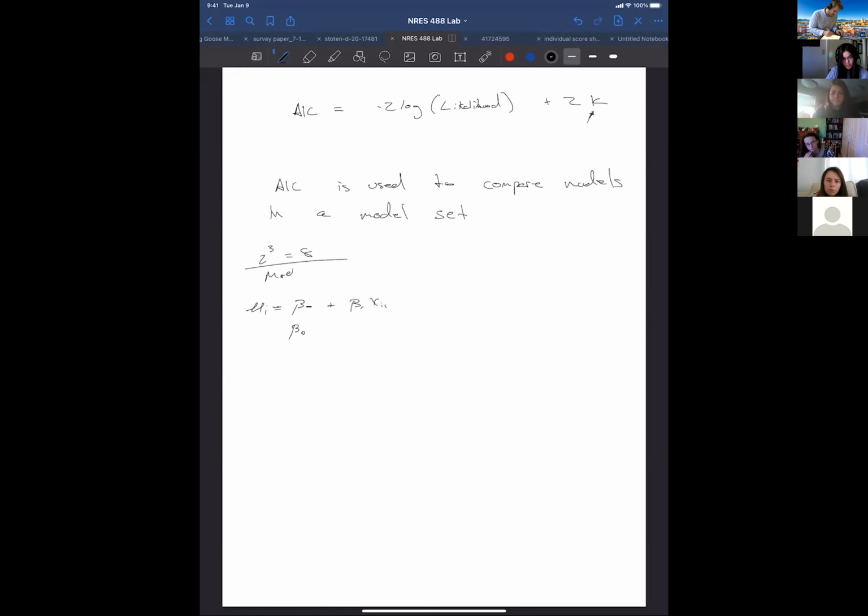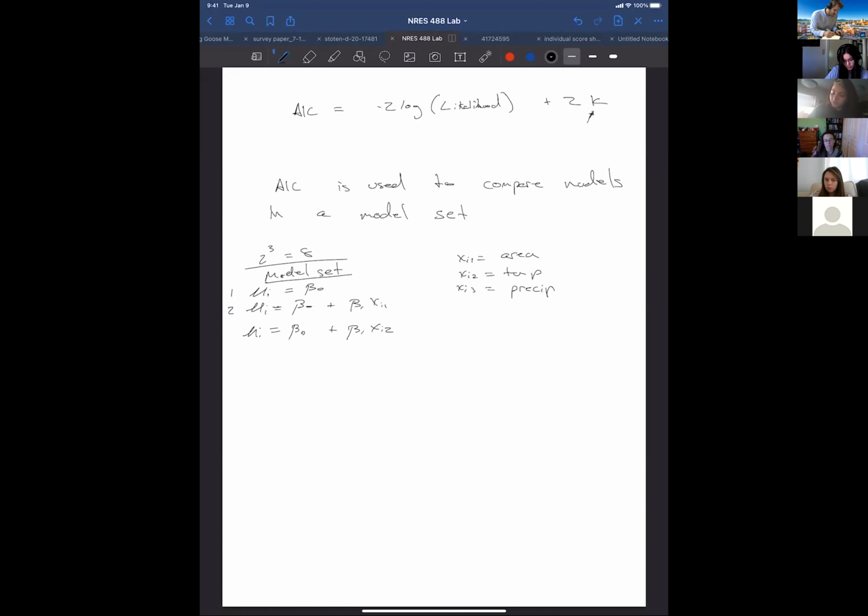So here's our model set. First of all, we have mu i equals beta 0, just our intercept only model. We'll call that model 1. Model 2 is beta 0 plus beta 1 xi2. We could say xi1 equals area, xi2 equals temp, xi3 equals precip.